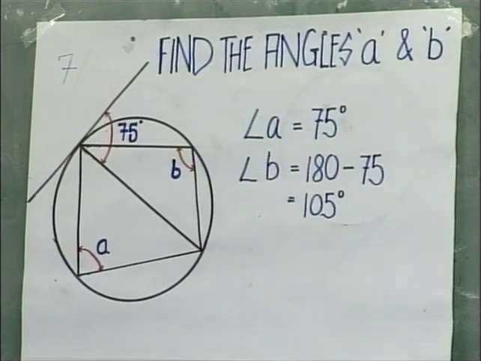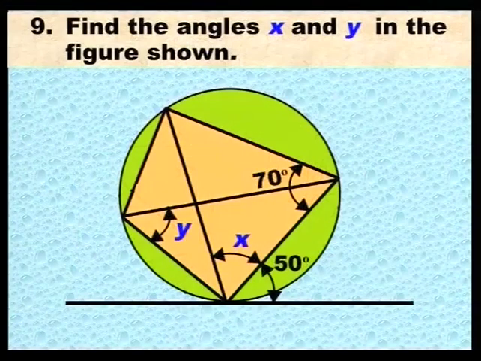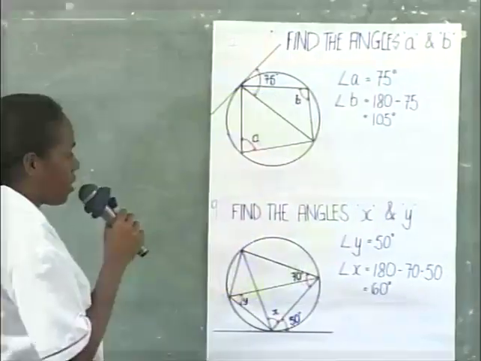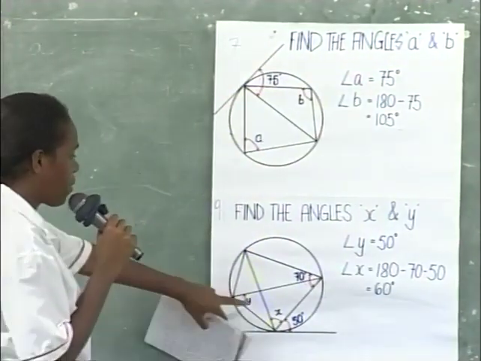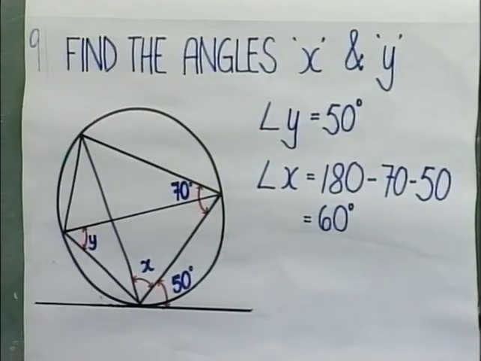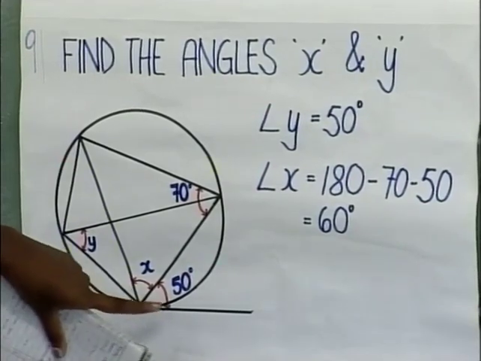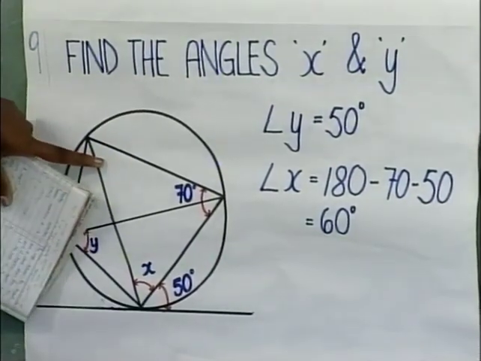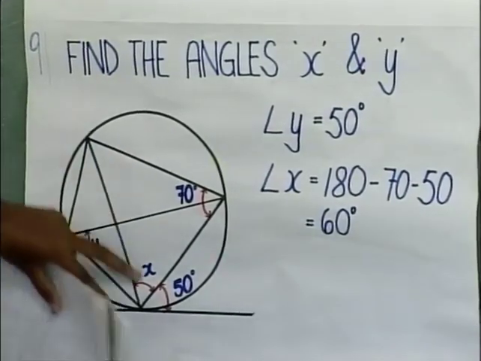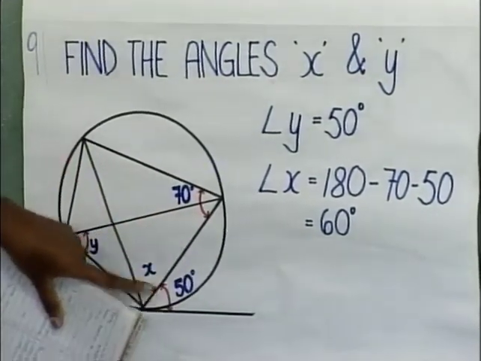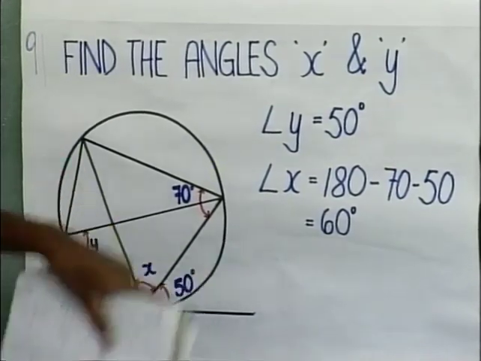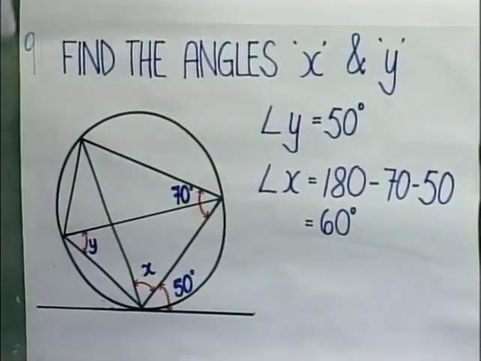Okay, next one, 9. We have to find angles x and y. Y equals 50 because of the same rule, the fourth rule of the tangent properties of a circle. Also, this angle here equals 50. So since this one is a triangle, 50 plus 70 equals 120, minus that from 180, and you get 60 degrees. X equals 60 degrees.